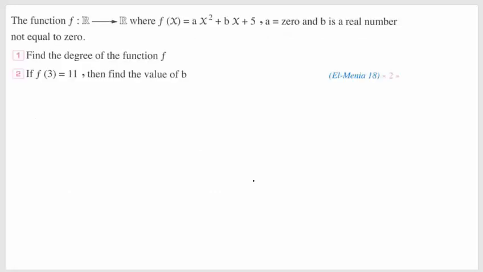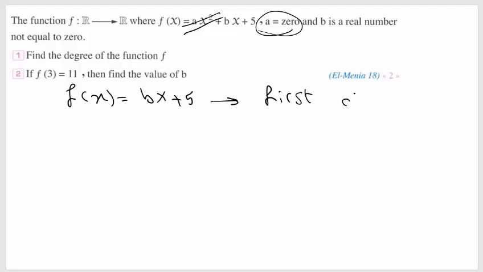Another example, the function f is from R to R, the set of real numbers, the whole set of real numbers. Okay, f of x equals ax squared plus bx plus 5, a is equal to 0. So when you say to me a is equal to 0, then the function should be bx plus 5, because 0 multiplied by x squared will be 0. Then the degree of the function is first degree. Why is it first degree? The x power 2 multiplied by 0 will be cancelled. Find b if you know that f of 3 equals 11.